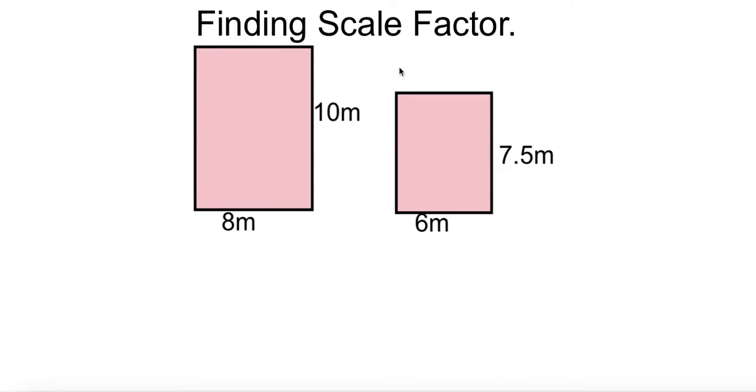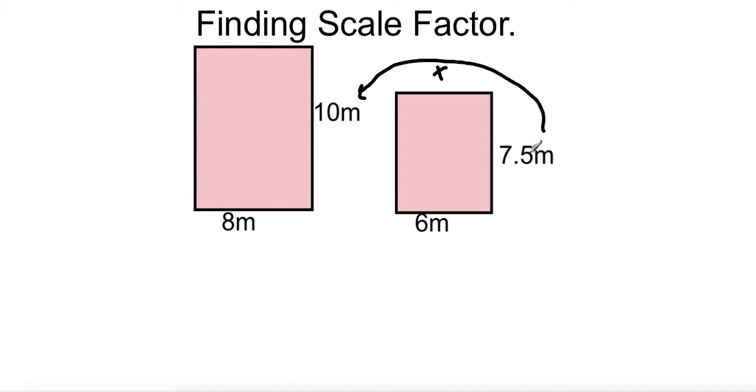You'll see right here that we have two rectangles. This one is 10 meters tall, 8 meters wide. This is 7.5 meters tall, 6 meters wide. So what I'm going to do first is go from my small figure to my large figure. So I know that my arrow is going to be pointing this direction towards my large figure because that's what we're converting to. So the first thing I need to do is find the scale factor.